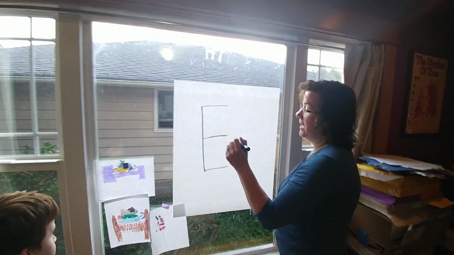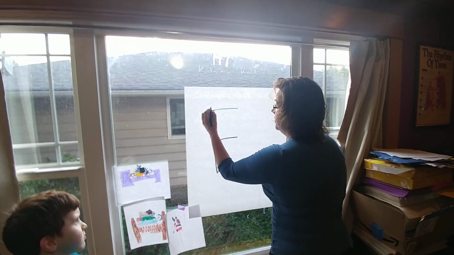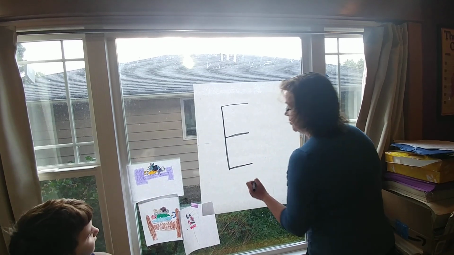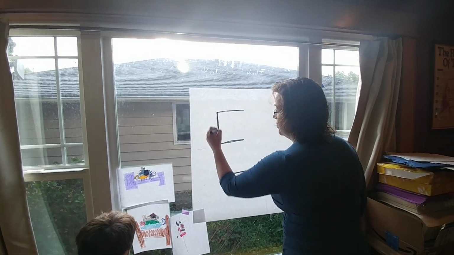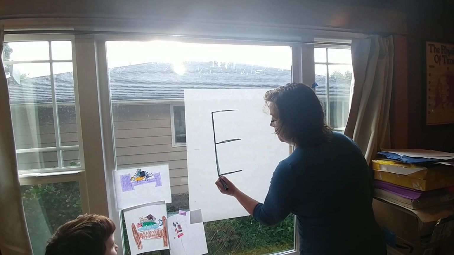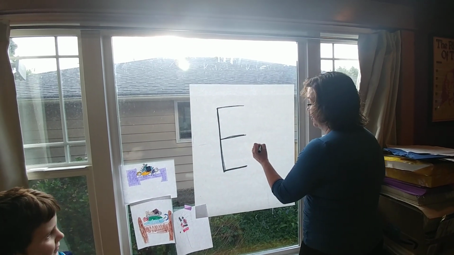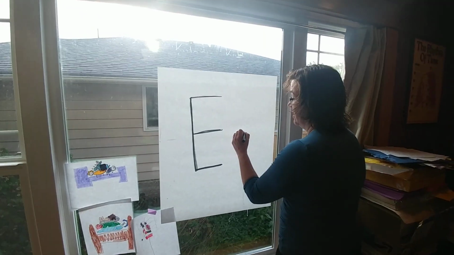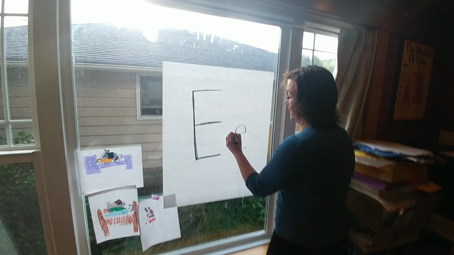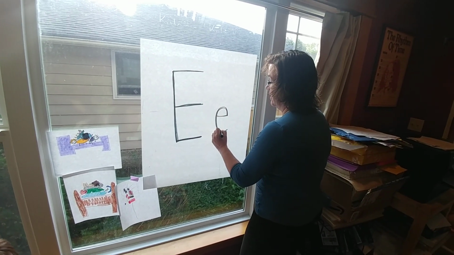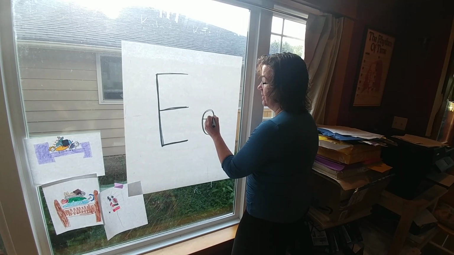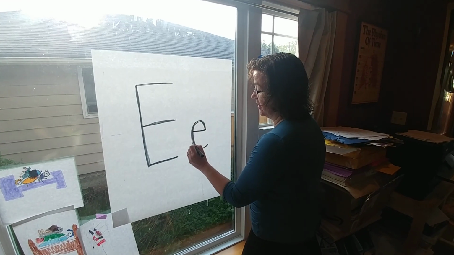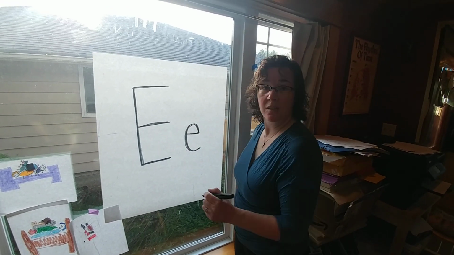I take my pen off the page four times. One, two, three, four. Do it one more time. One, two, three, four. Lowercase e, I don't have to take my pen off the paper at all. But I start here in the middle. Across and around. Do it with me again. Across and around. The around part is just like making a C. My magical C.